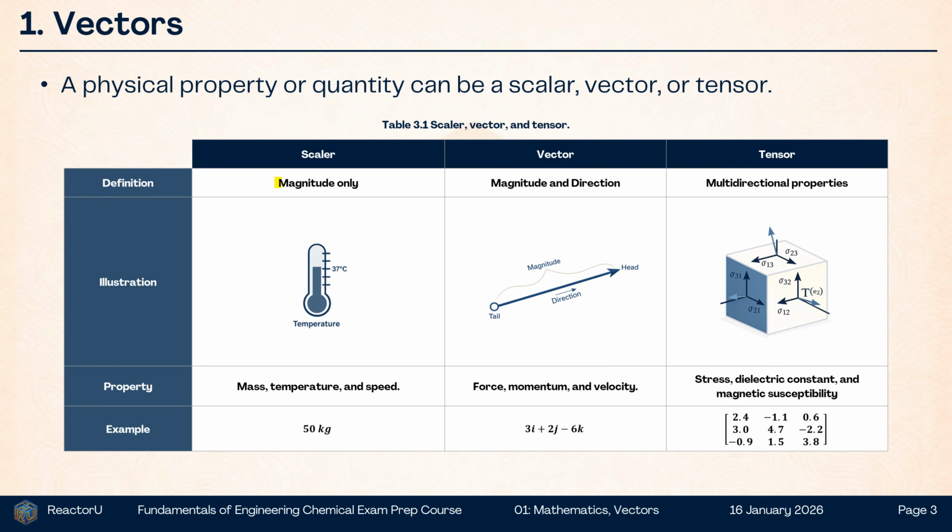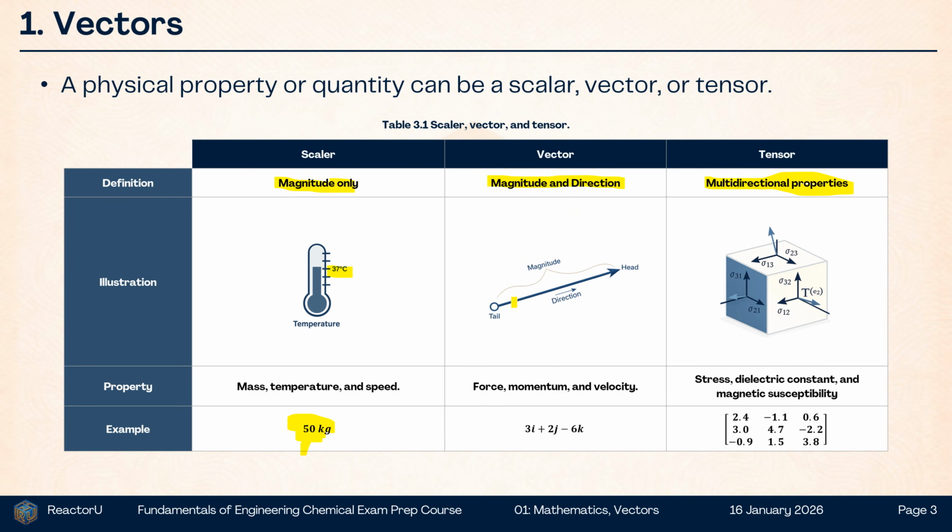So what is a scalar? It's a value that has a magnitude only. What is a vector? It has a magnitude and it has a direction. What is a tensor? It has multi-directional properties. So let's start with a scalar. A scalar is something that has magnitude only, like the temperature, like the mass, like the speed, so no direction can be given to that.